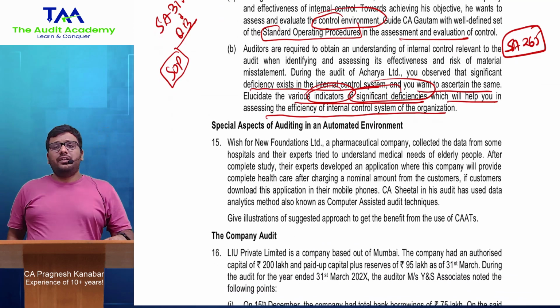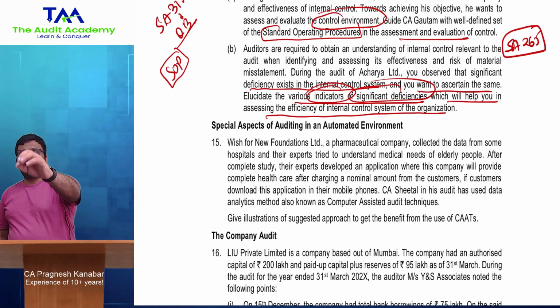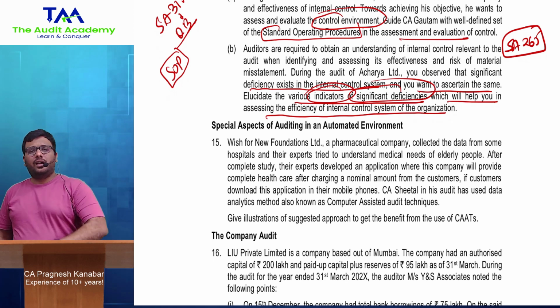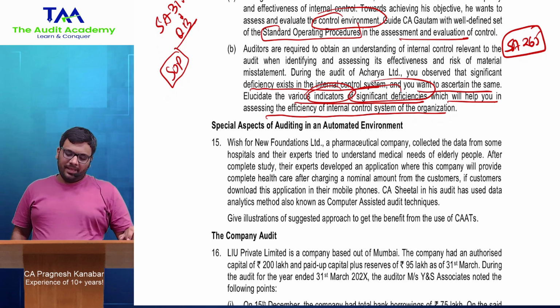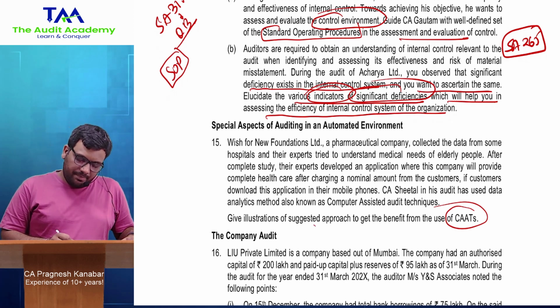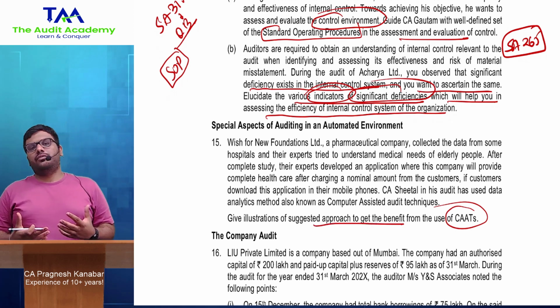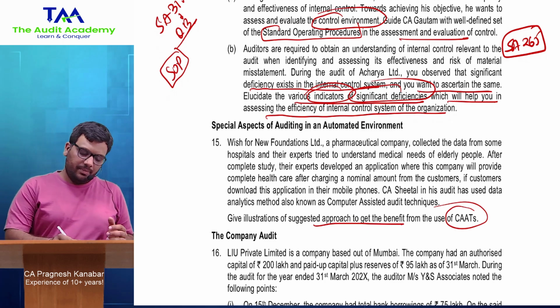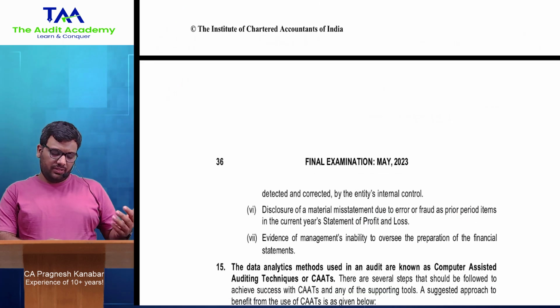Special aspects of auditing in an automated environment. One of the most repeatedly asked questions. I think every professor must have said that it is important. That is CAAT, computer assisted audit techniques. What is the best approach to get benefit from the use of CAAT? All right. So the best approach is given in the module also in chart form.